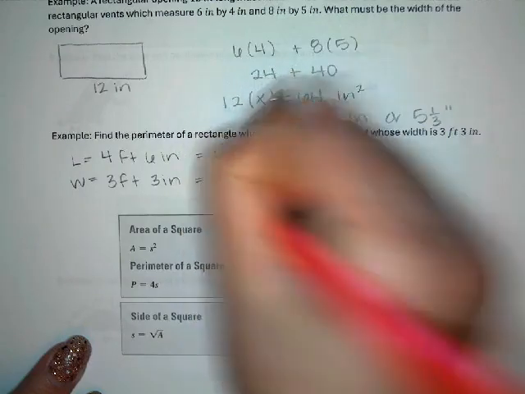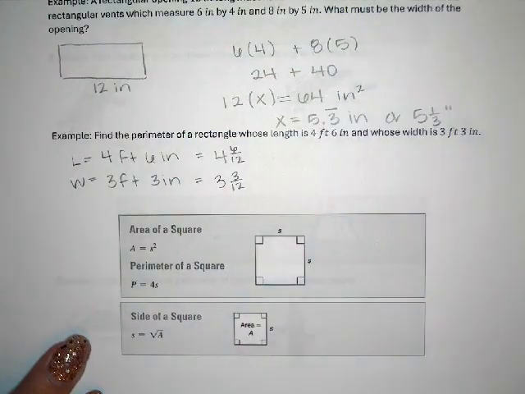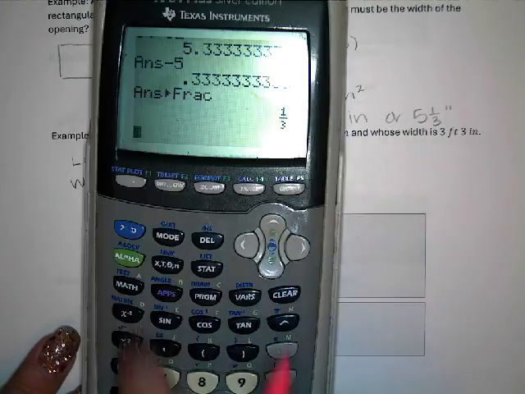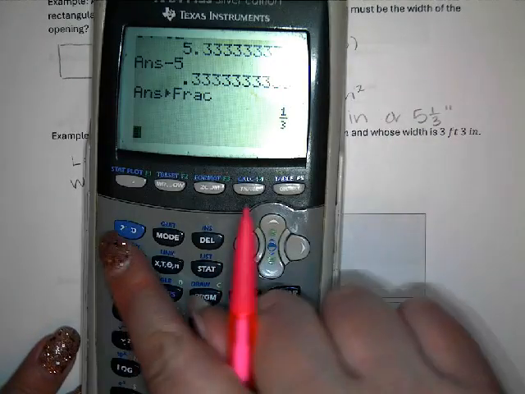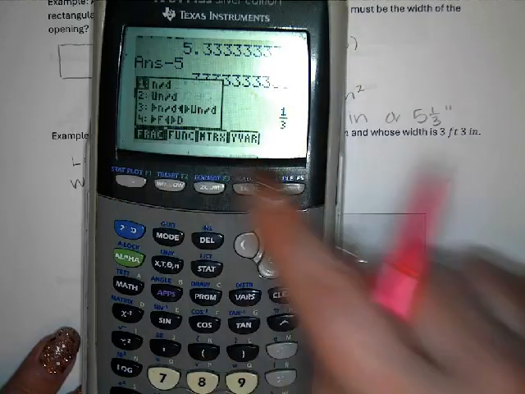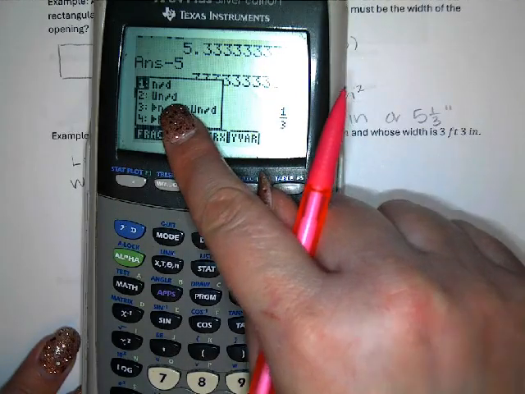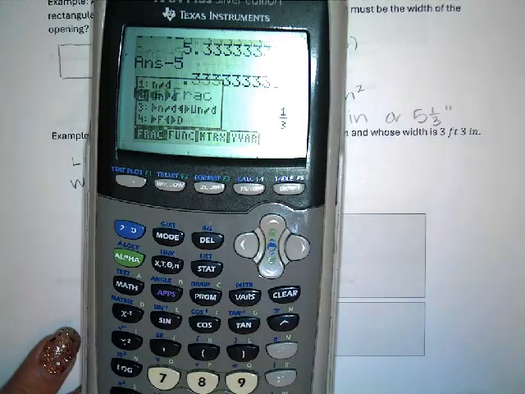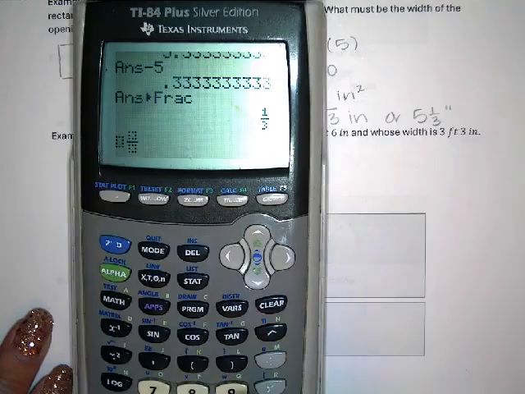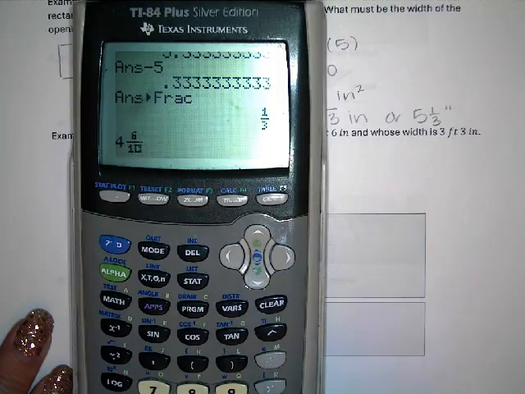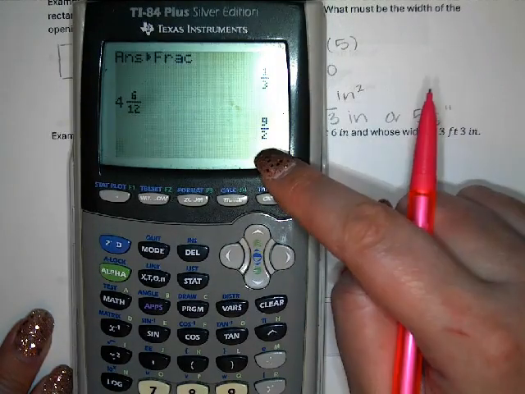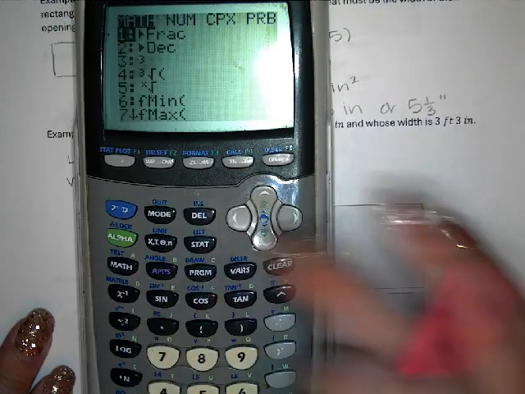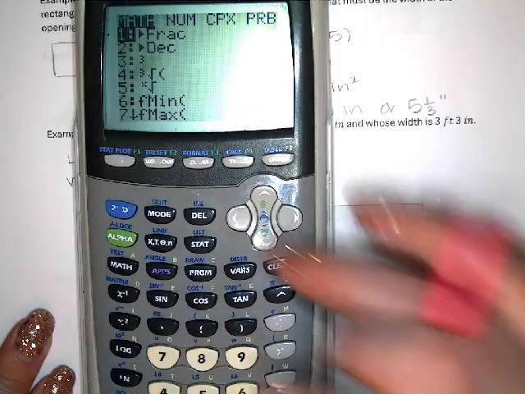So we have 2 ways we can type this into our calculator. On these calculators, if you hit the green button and then the equals, you can go down to the second option and you can type in the whole number and then the fraction. So 4 and 6/12 is 9/2. And then if I hit the math button and go down to decimal, it will tell me that that's 4.5.